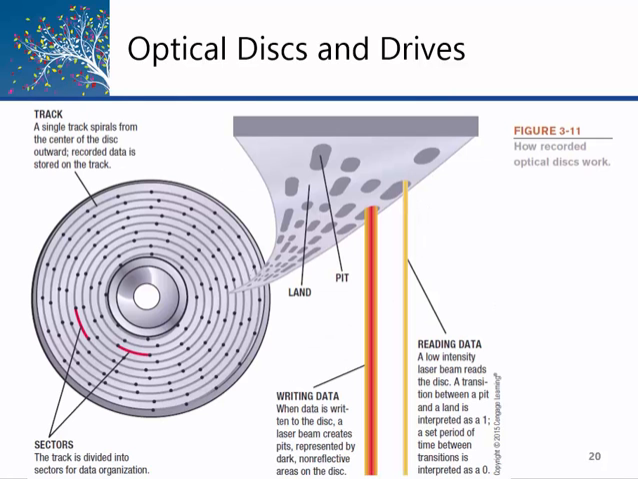As I said, this uses a laser that bounces off the surface, and the surface is smooth. The light bounces straight back. If you have a pit, the light will go in there and it'll deflect and diffract and not come out evenly. So that's the way that we can store our ones and our zeros.